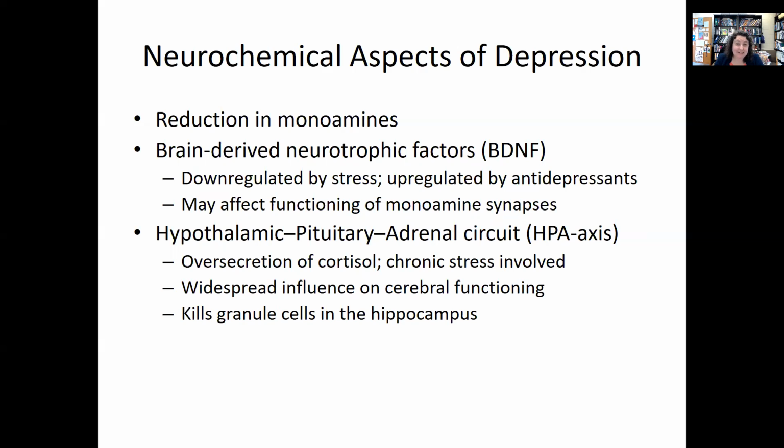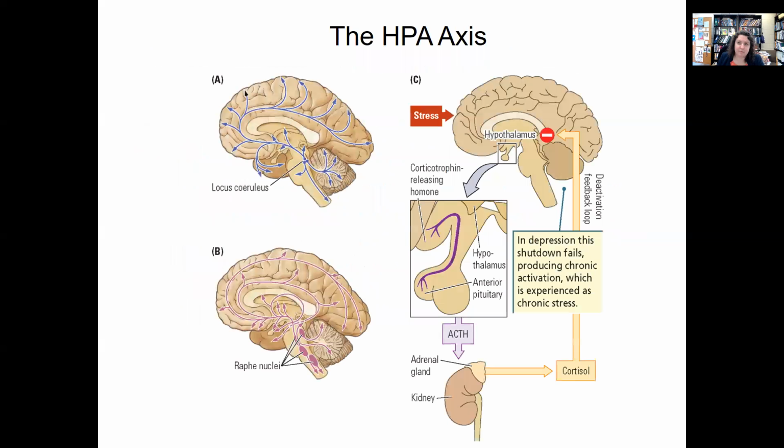The HPA axis is really what's implicated here, the hypothalamic pituitary adrenal axis. So what happens here is when you have chronic stress, you have something like depression, you have a lot of cortisol that's secreted. That's going to influence your cerebral functioning in general and cause problems in your hippocampus. So that's where you get some of those memory problems.